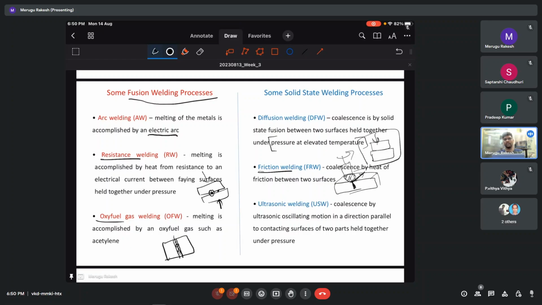Friction welding is a very good process if you want to join not only the same material but two dissimilar metals. They can be joined using this friction welding process.